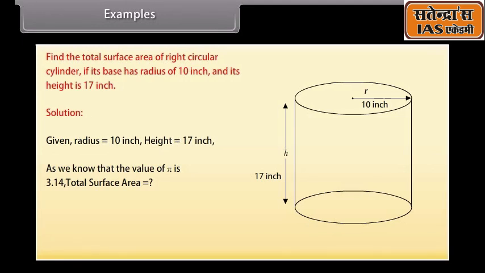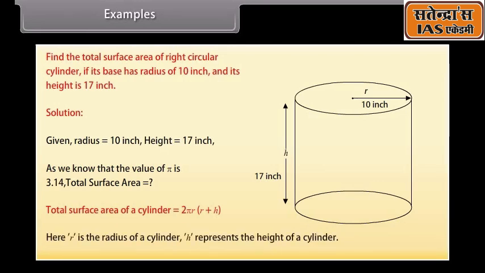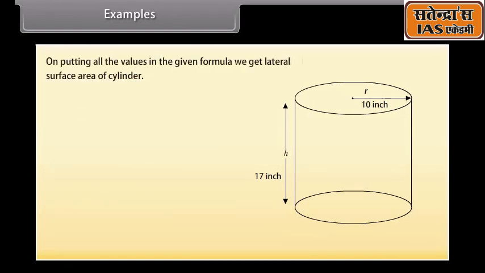We know that the formula for finding the total surface area of a cylinder is: total surface area of a cylinder is equal to 2 pi r into r plus h. Here r is the radius of the cylinder and h represents the height of the cylinder. On putting all the values in the given formula, we get the total surface area of the cylinder is equal to 2 pi r into r plus h.